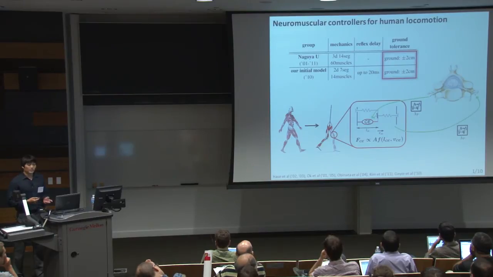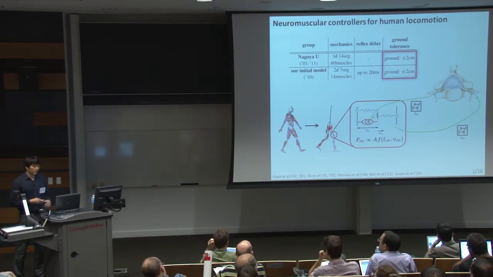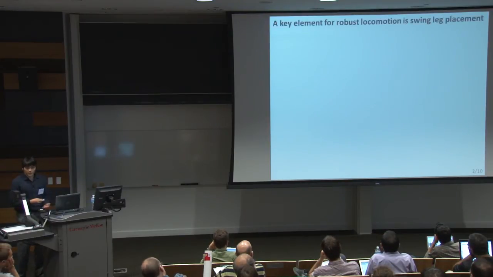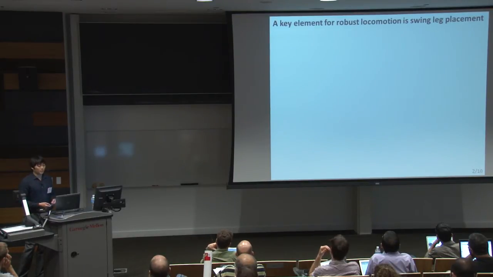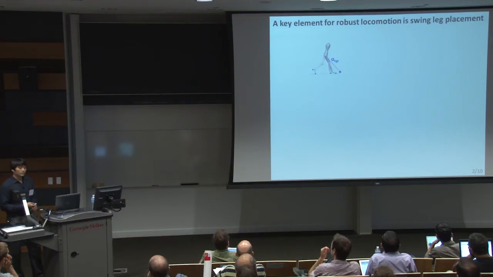And because of that, they were seldom applied to controlling real robots. So how can we increase the robustness of locomotion? In this field, there's a consensus that a key element for robust locomotion is swing leg placement. It means that while walking, you can recover your balance by placing your swing leg at a good position. And the target swing leg placement can be represented as a target angle of the swing leg, alpha target.